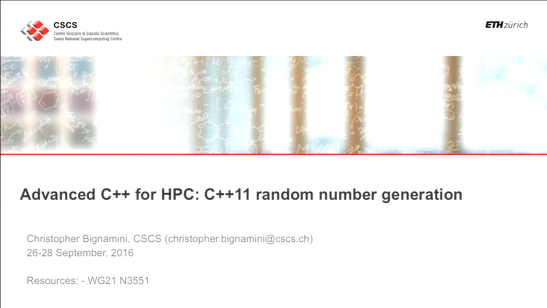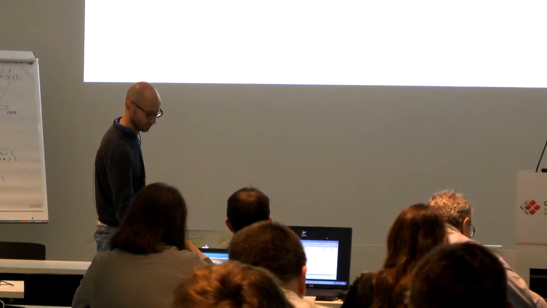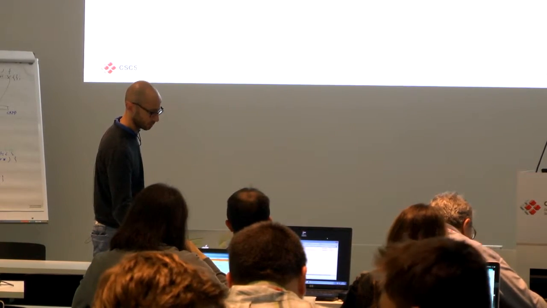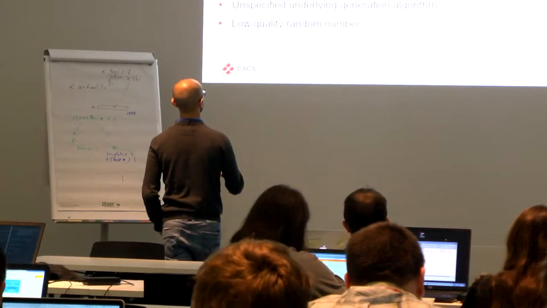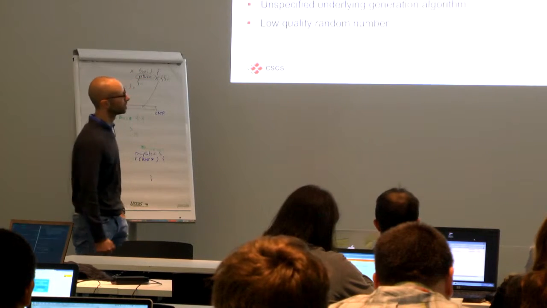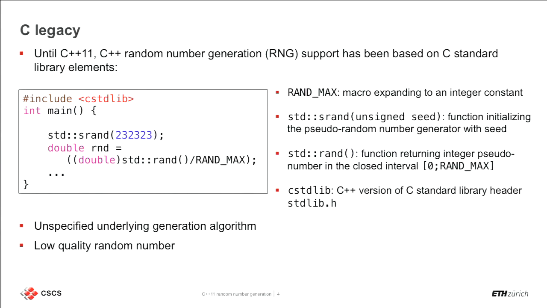Okay, so it seems that this is the last lightweight part of this course about random number generation support in C++11. So let's start with, let's say, the C version for random number generator. Until C++11, if you want to do random number generation in C++ in a native way, you basically have to use some components of the C standard libraries.